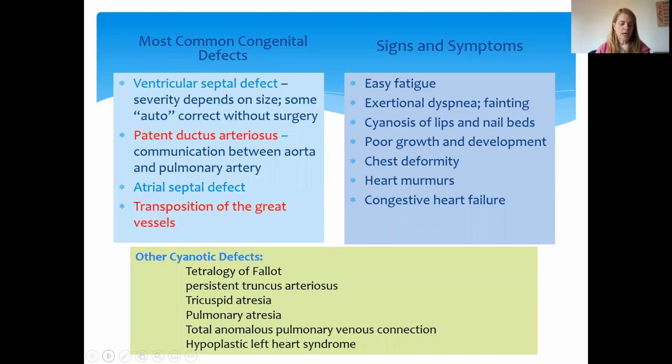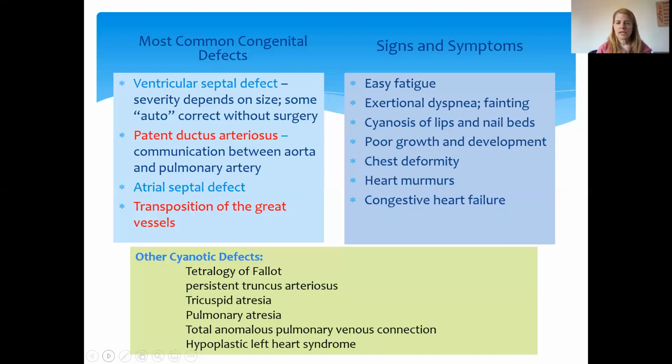The second most common is the patent ductus arteriosus. A passageway is open between the two great arteries of the heart, so between the aorta and the pulmonary artery. Normally the opening closes during the first few weeks after birth. That's the second most common. Then there's atrial septal defects, so a defect between the atriums of the heart, or transposition of the great vessels, which is where the vessels are kind of going backwards.